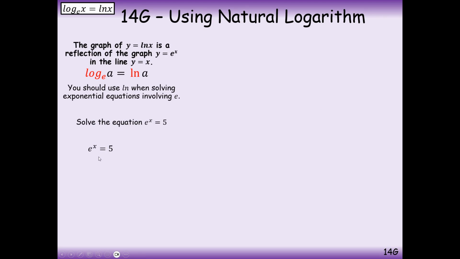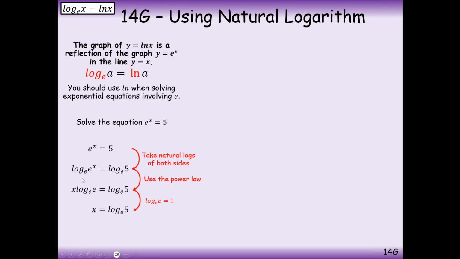We want to solve this equation where we want to know what exponent of e will give us a 5. So we are going to take the natural logarithm of both sides. We know that x will be log of base e of 5, but we write it like that. So in fact, you don't have to write any of these lines. You could have just gone to that line there, and then everybody knows what you did.